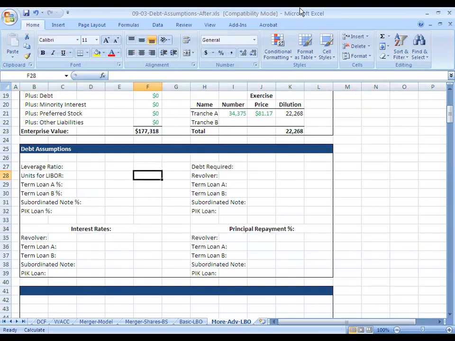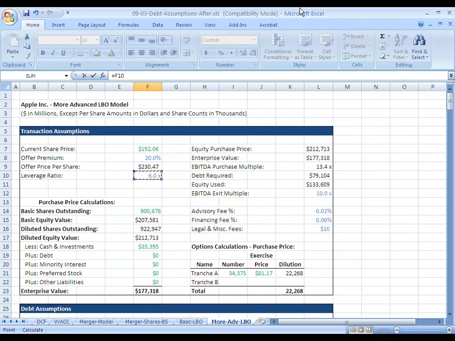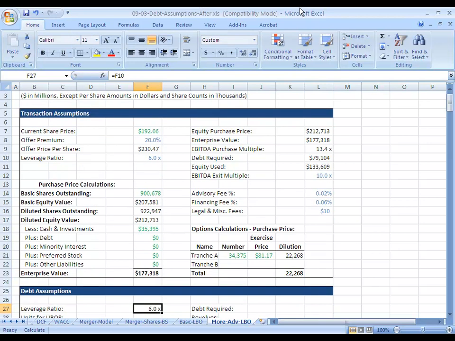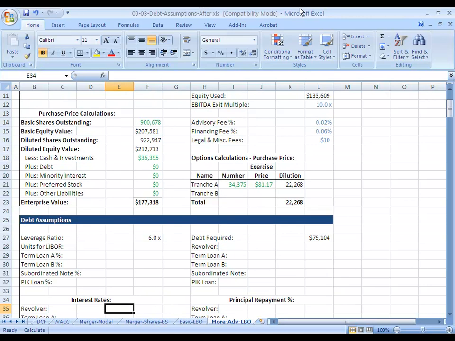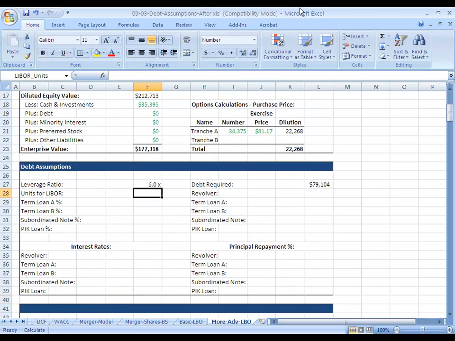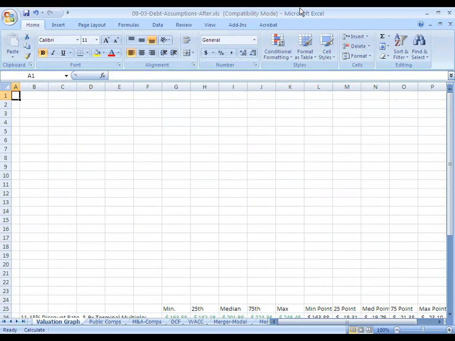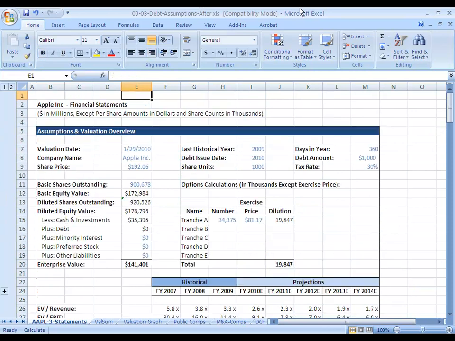So to begin calculating this, first I want to link in from the leverage ratio right above. Remember, we said that unlike the other model, with this one we're not using a percentage. We're assuming that Apple can instead raise 6x of its previous year's EBITDA. For the debt required, we can also link up to the top. This units for LIBOR item, this is just purely administrative. I'm going to enter 10,000 here. This is for something that we'll need later on. It's very similar to the units category that we had at the top of our three-statement model right here for share units, except this one for LIBOR is for interest rates rather than shares.